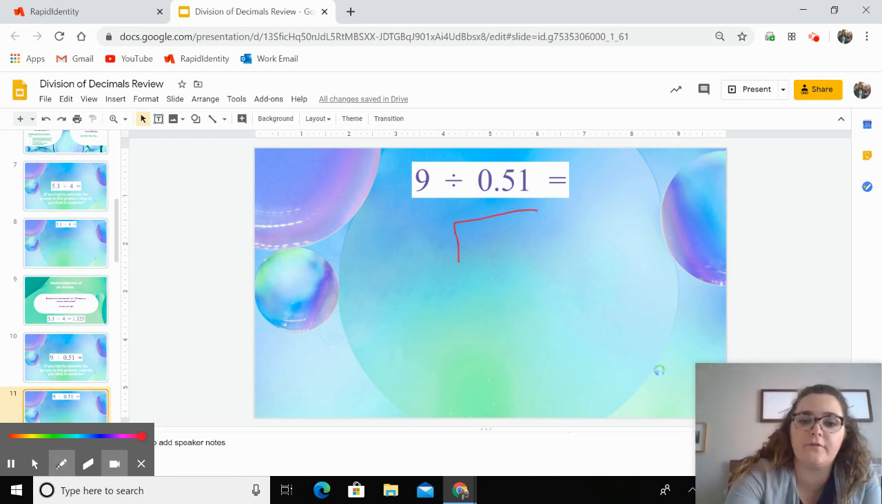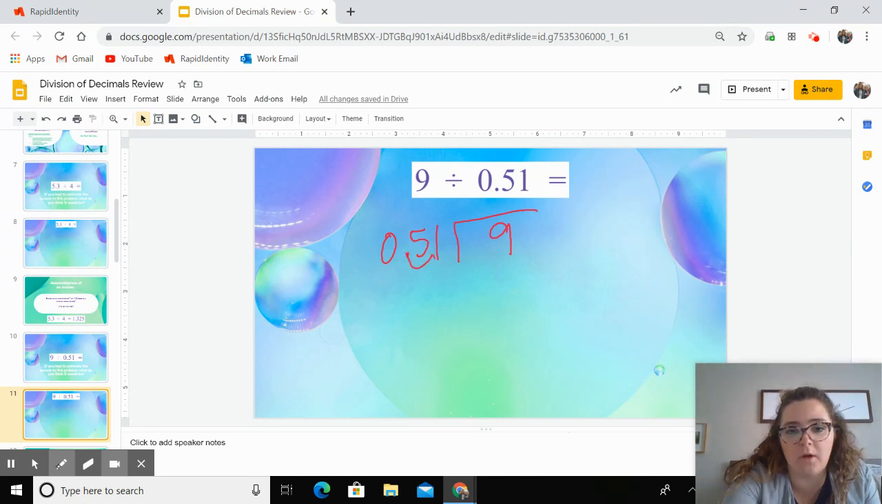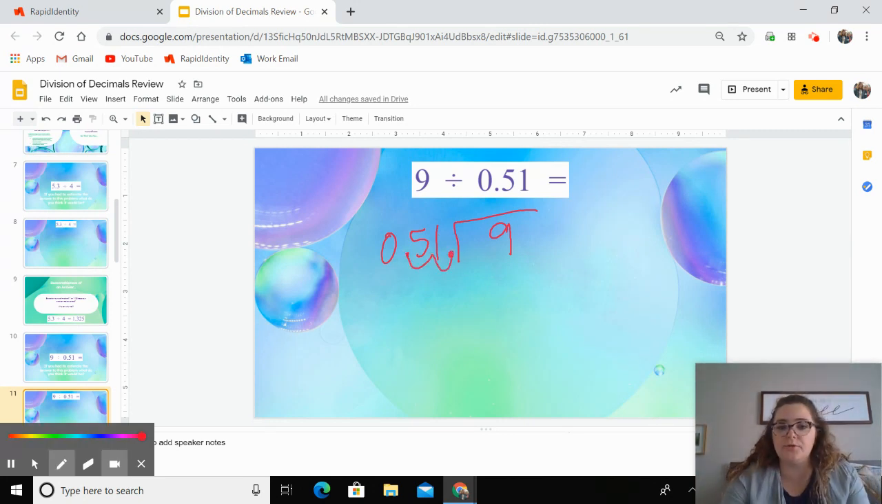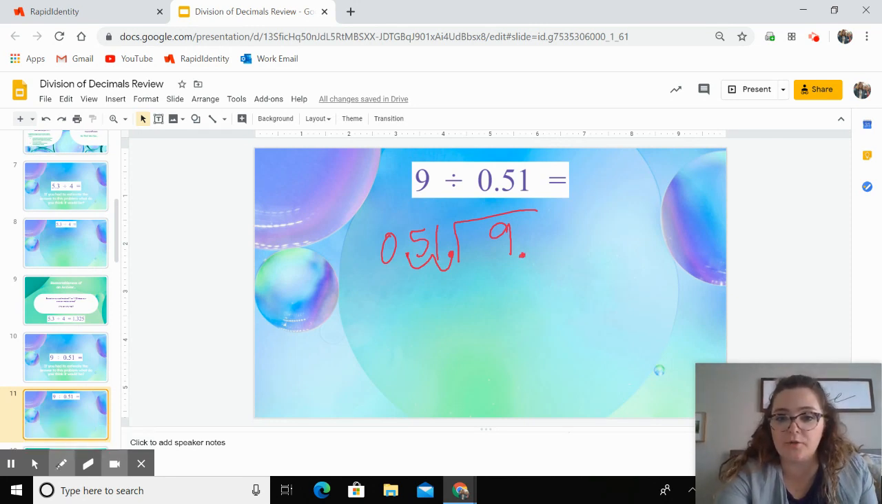So again, the front number goes inside your house. It is your dividend, the number you're dividing into or splitting up. And then it's being divided by your divisor. So your second number goes on the outside. Now that I have a decimal on the outside, or a decimal in my divisor, I need to shift it out to make it usable. So I'm going to shift it out 1, 2. Whatever you do on the outside, you have to do on the inside. What I really did there was shift it twice and multiply by 100. So I have to multiply 9 by 100 as well.